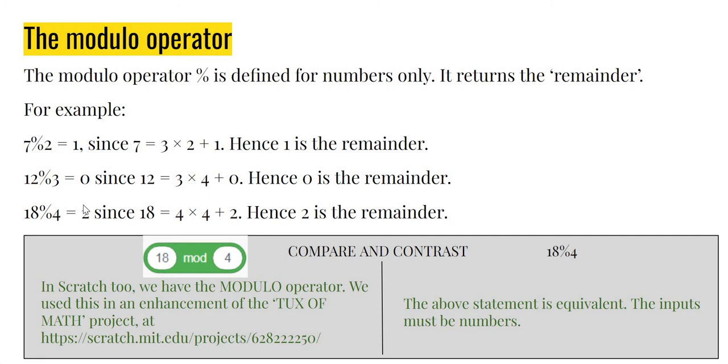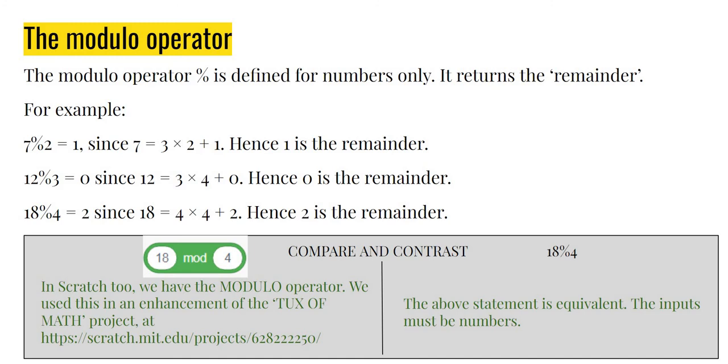In fact, the same exact modulo operator is present in Scratch too, and we have used this to build an enhancement of the text of math project. If you're interested, you can take a look at this project. The working is exactly the same. I could go and say 18 mod 4. That's same as saying in Python 18 percentage 4, because these two are both numbers and hence I'm going to get the remainder.